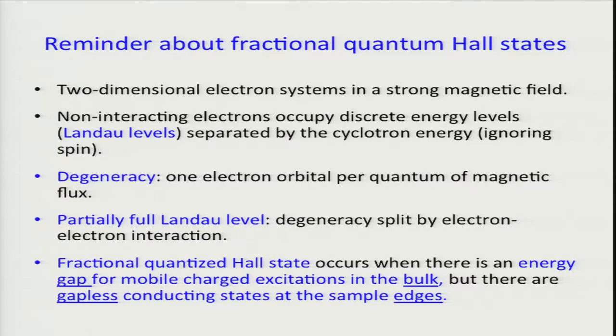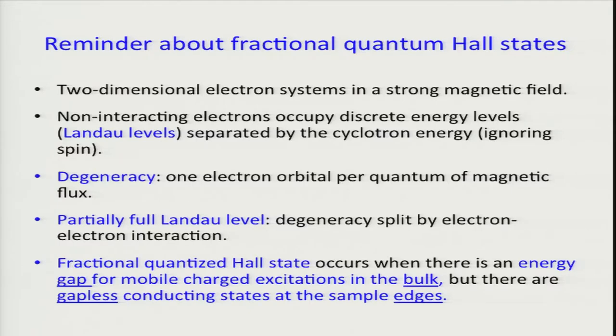So let me just begin by reminding you what the fractional quantum Hall effect is that we're going to be talking about. The quantum Hall effects happen in two-dimensional electron systems, typically electrons in semiconductor structures, in a strong magnetic field at low temperatures. As you all know, if you have non-interacting electrons in two dimensions in a very strong magnetic field, the electrons occupy a discrete set of energy levels, which are called Landau levels. And these levels are separated by an energy which is h bar times the cyclotron frequency.